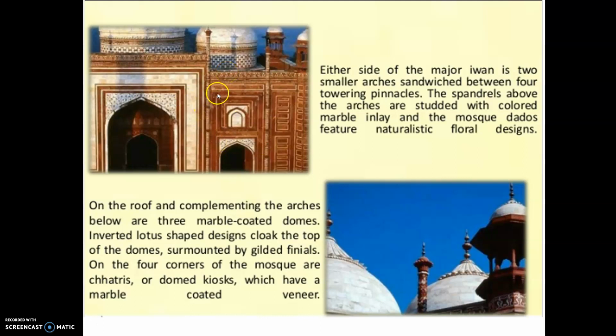On the spandrel above the arches there is a colored marble inlay work, and there is dado work. The pishtaq is also of marble, and the dado works are also done with marble. On the roof there is a bigger dome and 2 smaller domes on either side of the bigger dome, which is also a marble coated dome, which has an inverted lotus structure and is crowned by a gilded finial. And at the 4 corners of the mosque, they have chhatris. The chhatri also has a domed kiosk, which is made up of red sandstone and white marble.